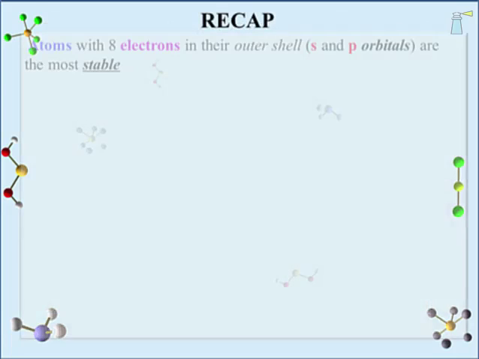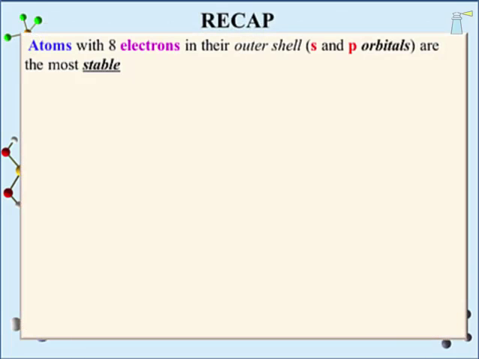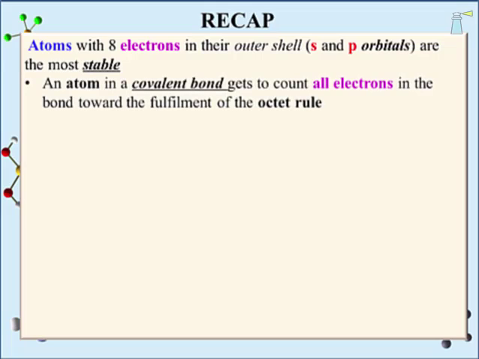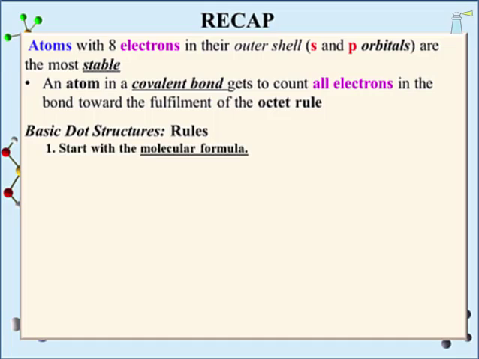Recapping the lecture. Atoms with 8 electrons in their outer shell, and that's limited to the s and p orbitals, are the most stable. An atom in a covalent bond gets to count all electrons in that bond toward the fulfillment of the octet rule. Rules for building a dot structure, a basic approach, begin with a molecular formula. From that, we get the dot diagram for each atom. If there is a charge on the molecule, that is handled here.